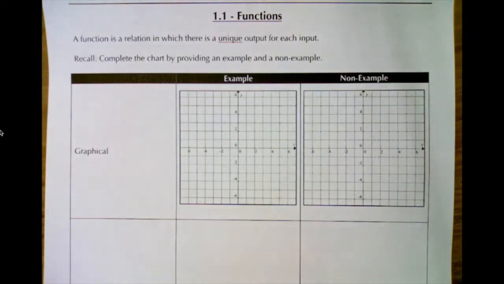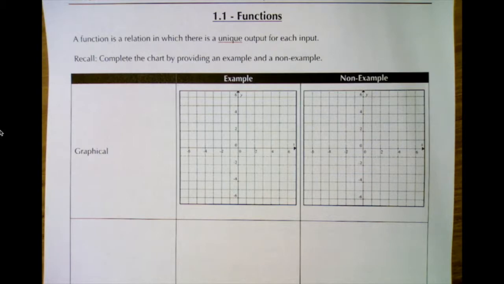Okay, this is lesson 1.1, functions. The purpose of this lesson is to demonstrate the difference between a function and a relation. All functions are relations, but not all relations are functions. It's one of those paradoxes. So I'm going to try to differentiate between the two here.